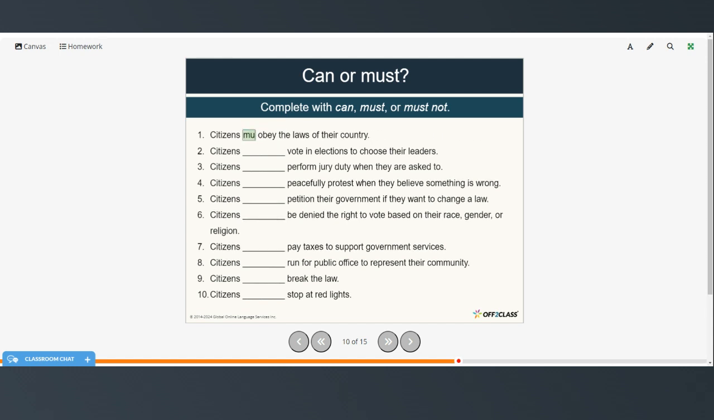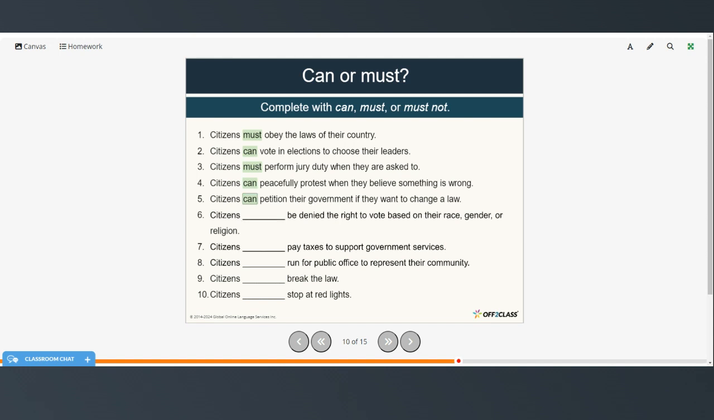So citizens must obey the laws of their country. Citizens can vote in elections to choose their leaders. Citizens must perform jury duty when they are asked to. Citizens can peacefully protest when they believe something is wrong. Citizens can petition their government if they want a law to change.